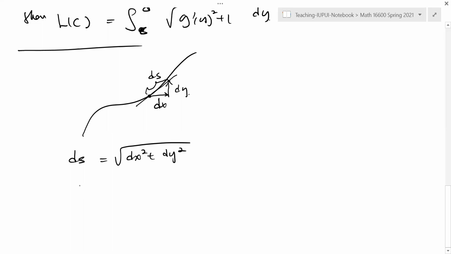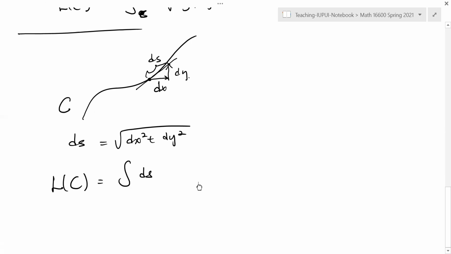Okay, ds is called the differential. dx is called the differential of x. dy is called the differential of y. s represents the arc length. So the total length of this curve C is going to be the integral of ds. Okay, add them together.